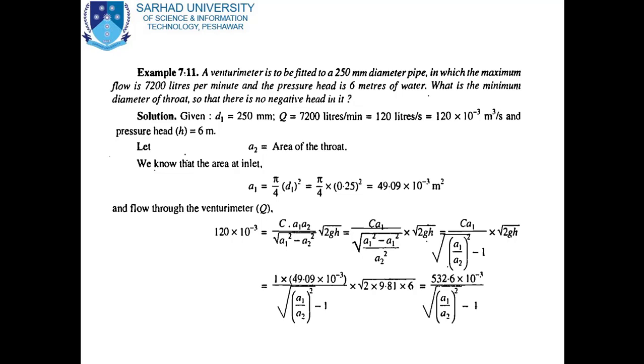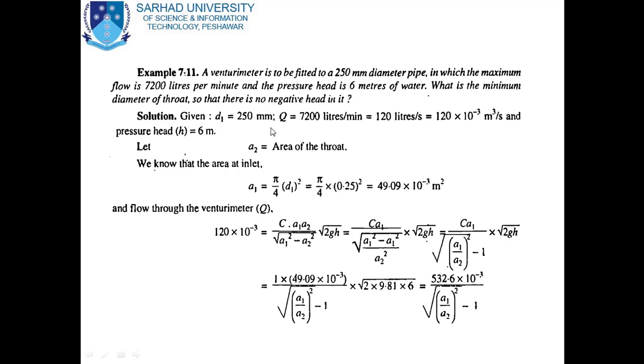Now coming to the next example 7.11. The statement of the example is: a venturimeter is to be fitted to a 250 mm diameter pipe in which the maximum flow is 7200 liters per minute and the pressure head is 6 meters of water. What is the minimum diameter of the throat so that there is no negative head in it?